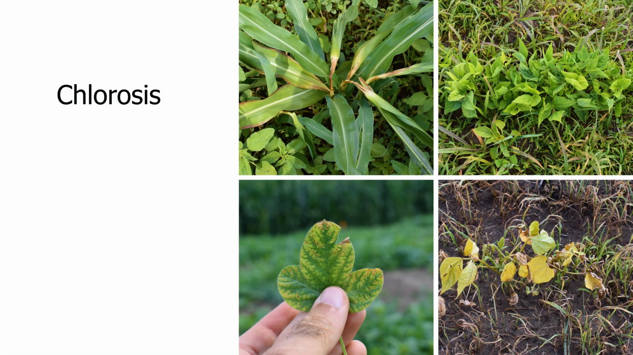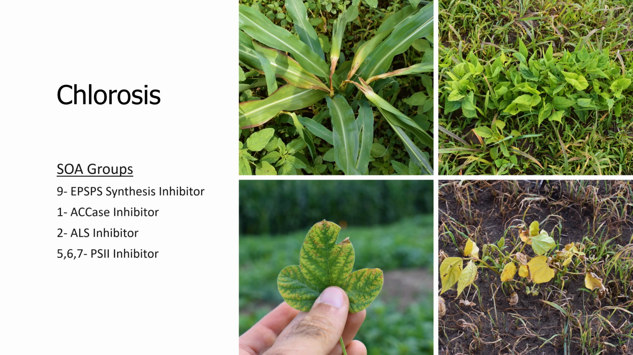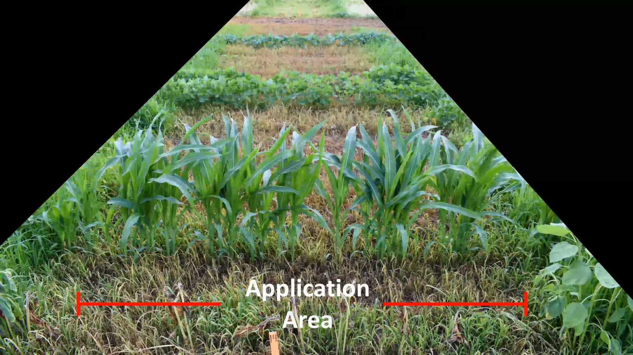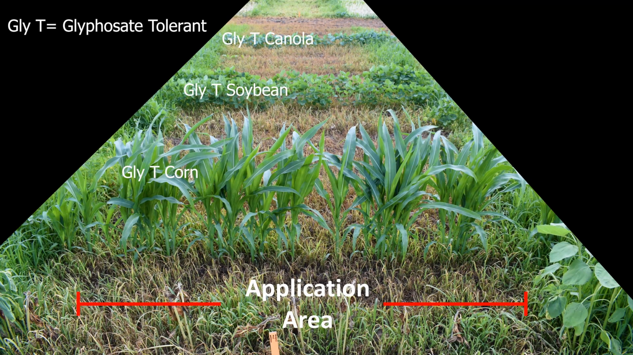The first symptomology I'll be talking about is chlorosis, or yellowing of leaf tissue. This type of herbicide injury can be caused from a herbicide from our site of action groups 9, 1, 2, or 5, 6, and 7. If caused by a herbicide from the site of action group 9, what you're really going to want to look for is non-selectivity of plant species affected. So the only plant species unaffected will be those crops which were genetically engineered to be resistant to glyphosate.